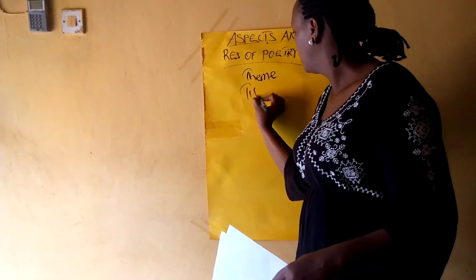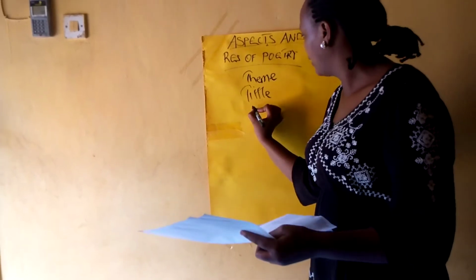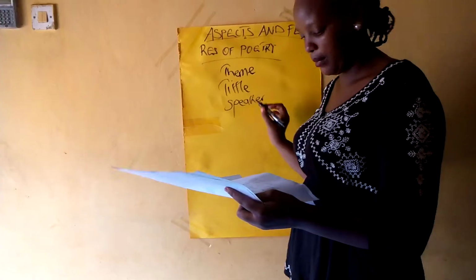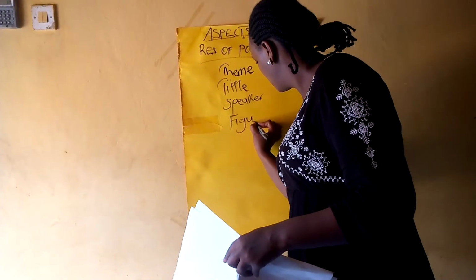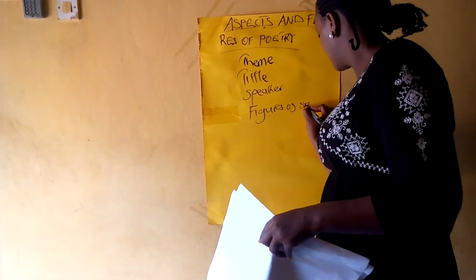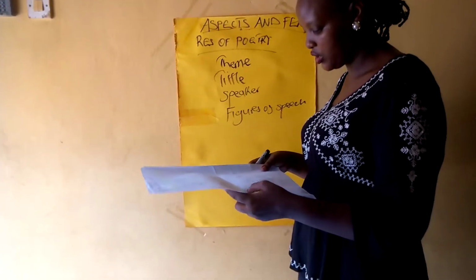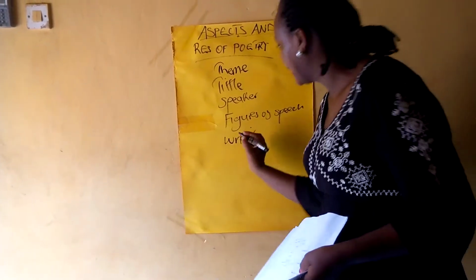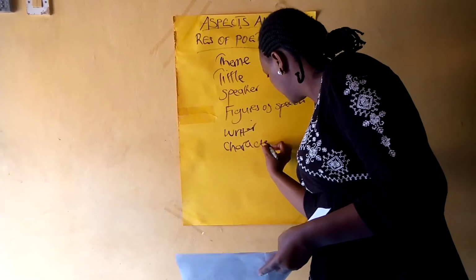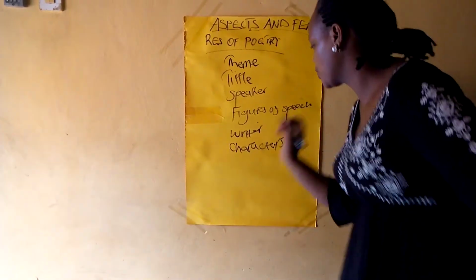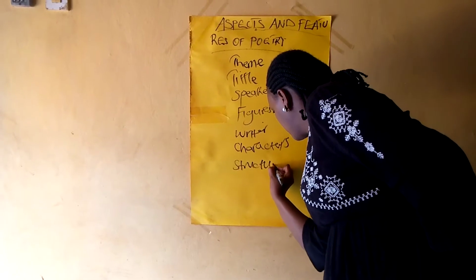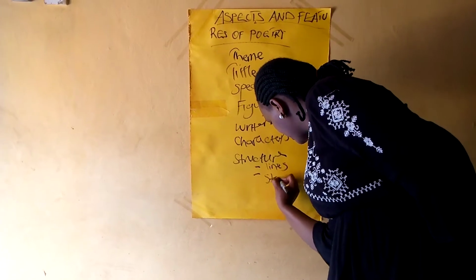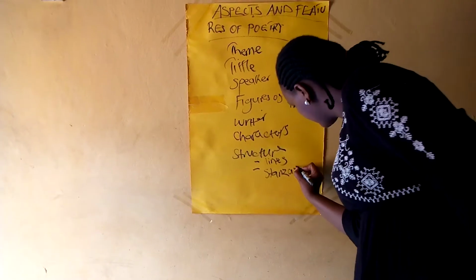we talked about title, we talked about speaker, we talked about figures of speech, we talked about the writer. Then characters. Then we talked about structure. Here under structure, we have lines and stanzas.